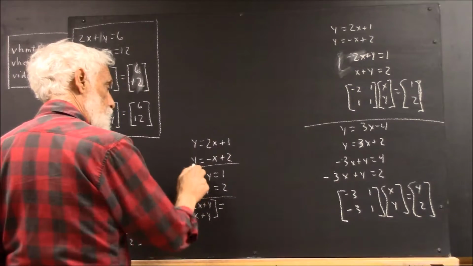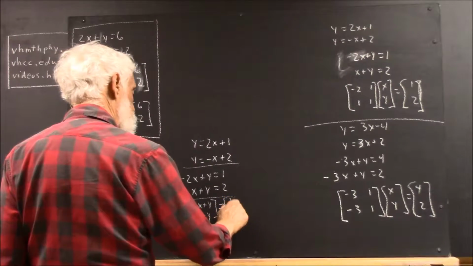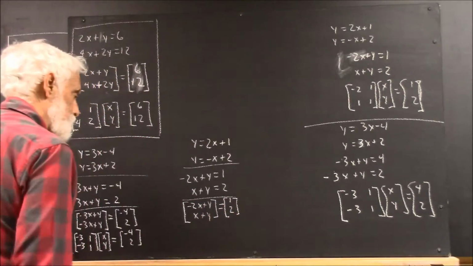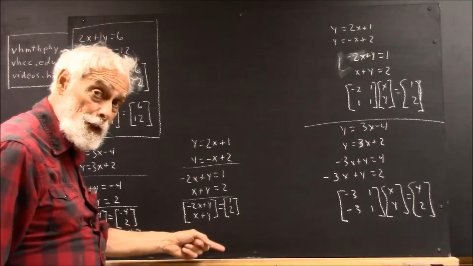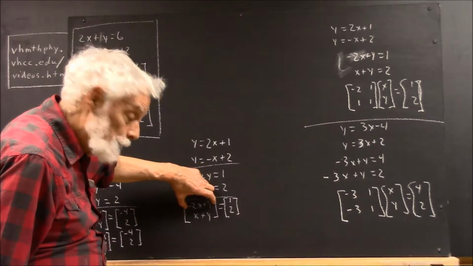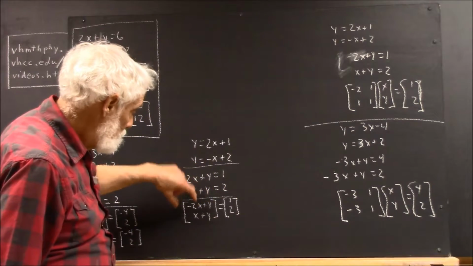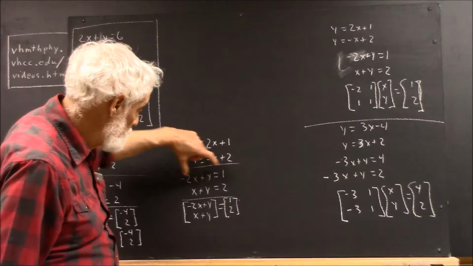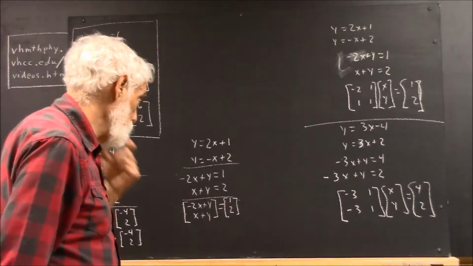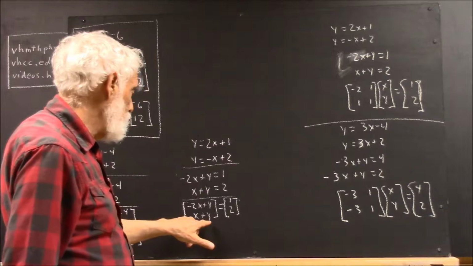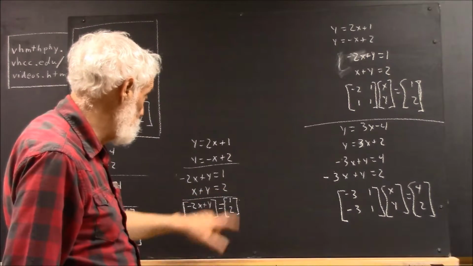Okay? We write negative 2x plus y, x plus y. That's just the two left-hand sides in a column, and we write the two right-hand sides in a column. If this column is equal to this column, then the first thing in the column here has to equal the first thing in this column. Well, that just says negative 2x plus y equals 1. That's what we have, and that's why we wrote it this way. And the second, setting this equal to this, gives us x plus y equals 2.